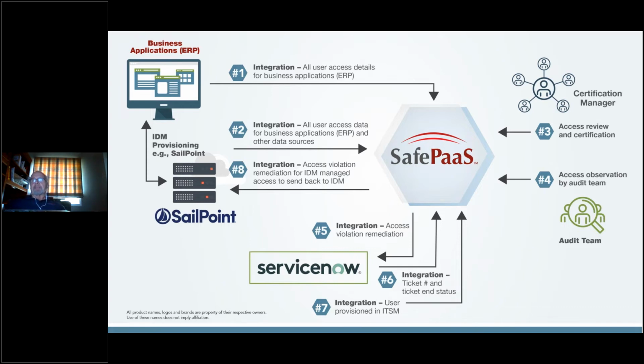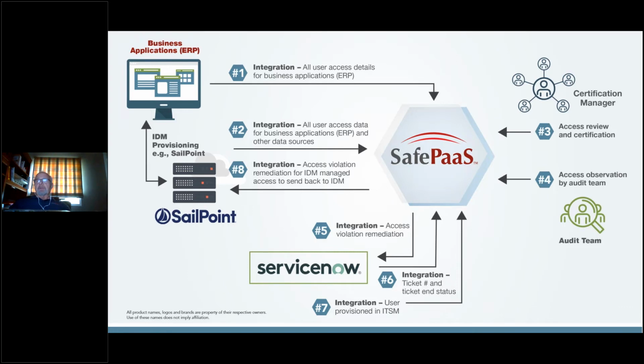Step number four, Safepass provides full access by your audit organization, so they can review the results that are in Safepass. Adil had mentioned closed loop remediation. All that information is being tracked in Safepass and also in the ticketing applications.